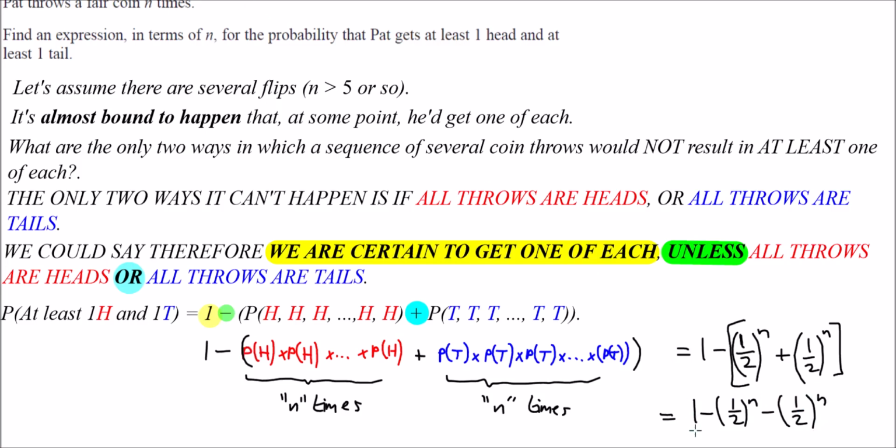Not a very obvious question at all. I think that one's quite nasty, to be honest. Well done if you got that one. That is not straightforward.